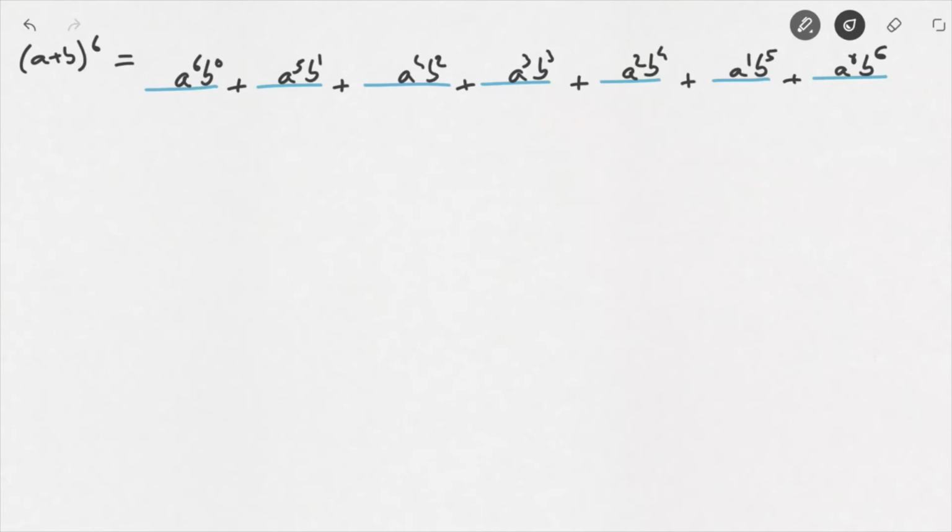And the binomial coefficients, remember, should always have a 6 as a top digit, and the bottom digit should just increase 1 unit at a time, going 0, 1, 2, 3, 4, 5, 6. So that would be 6, 0, 6, 1, 6, 2, 6, 3, 6, 4, 6, 5, and finally 6, 6.